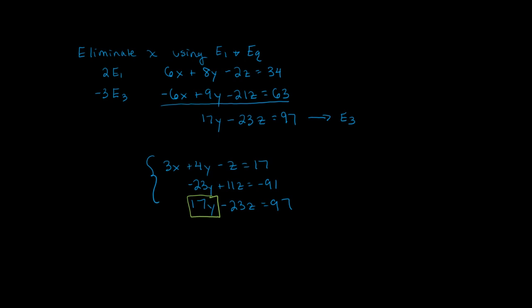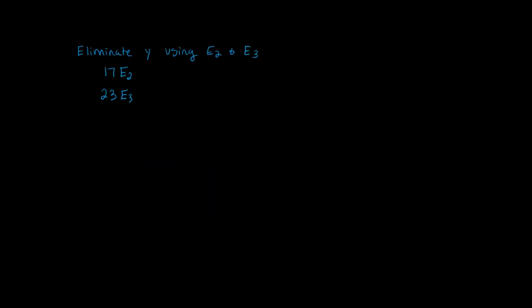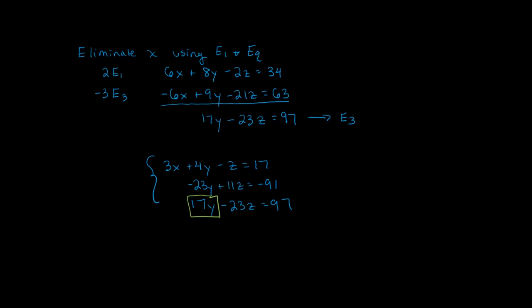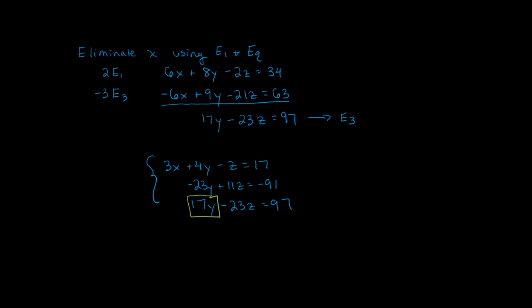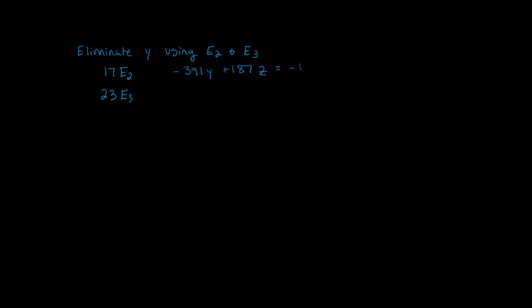So the signs are already going to be opposite. So negative 23 times 17. Also make sure you type things into your calculator correctly because it's very easy to mess up. We got negative 391y and 11 times 17, I have plus 187z, and then negative 91 times 17, negative 1,547.